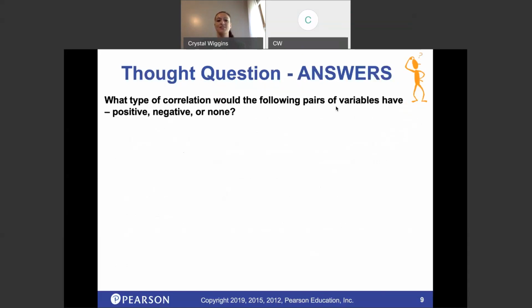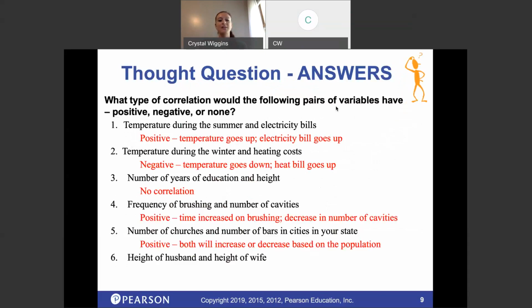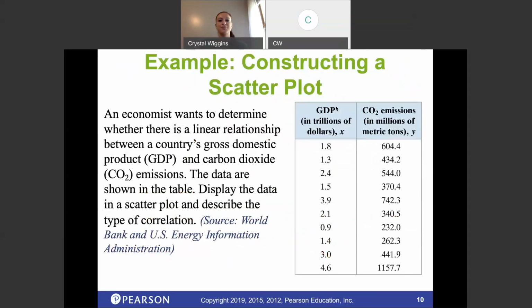So this slide is just a solution slide, but again, it's open to interpretation.